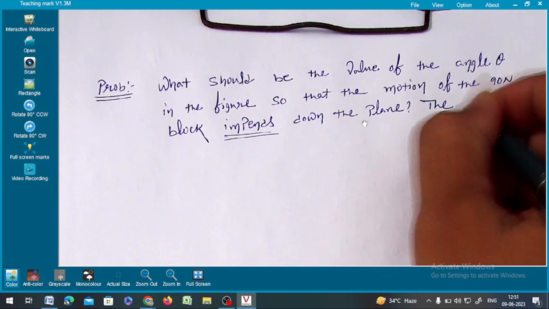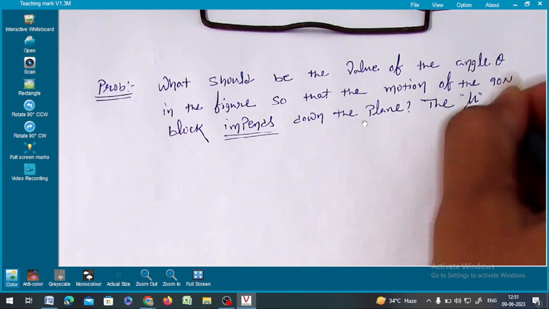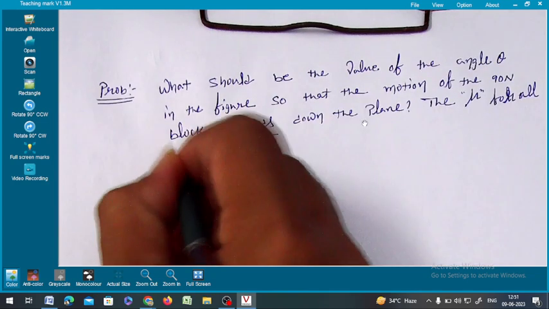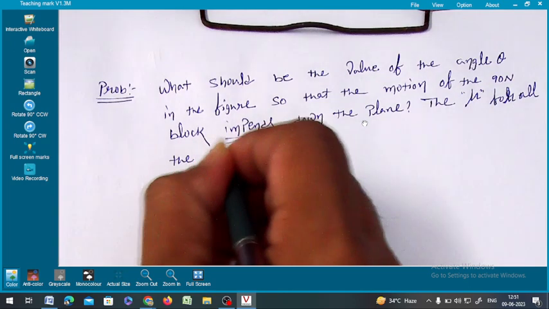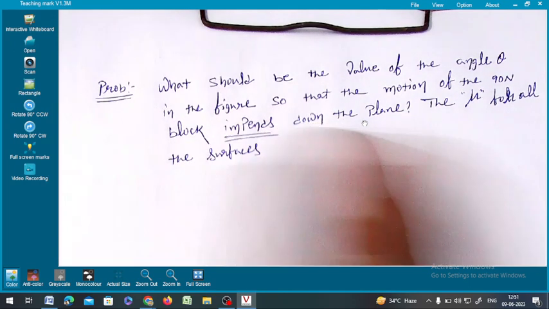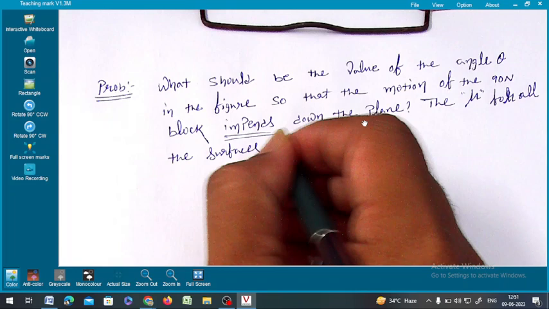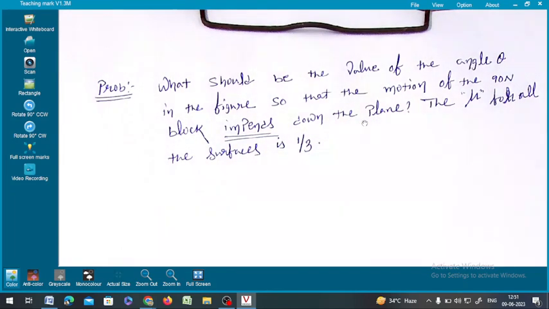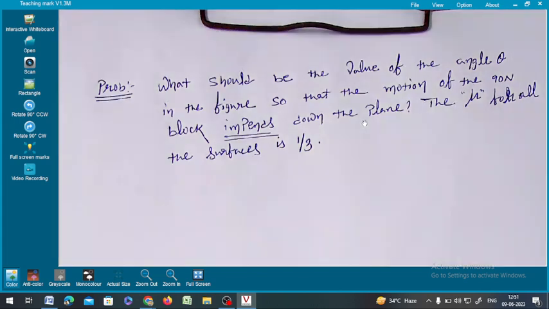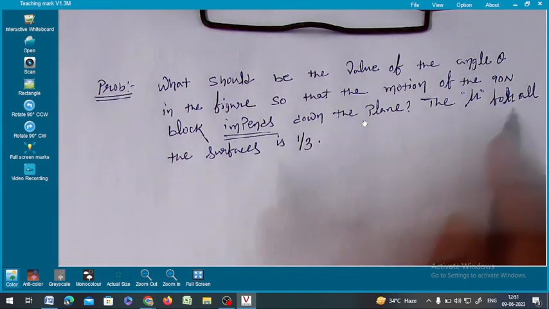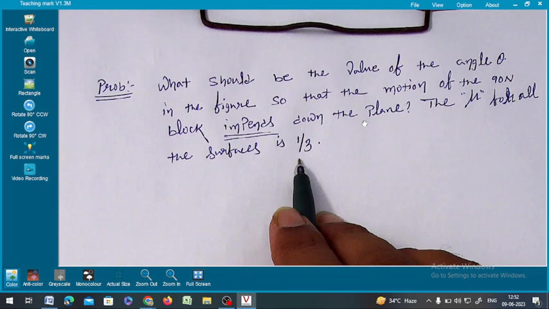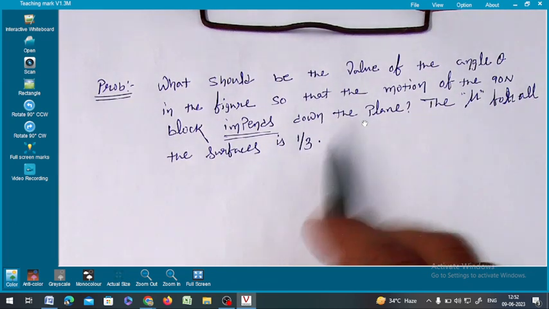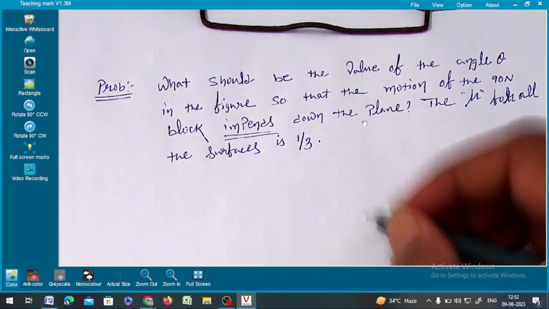The coefficient of friction for all the surfaces, wherever there are contact surfaces, is the same, he is saying. The coefficient of friction for all the surfaces is 1 by 3. This is the question. What is the coefficient of friction for all surfaces? 1 by 3. Clear?